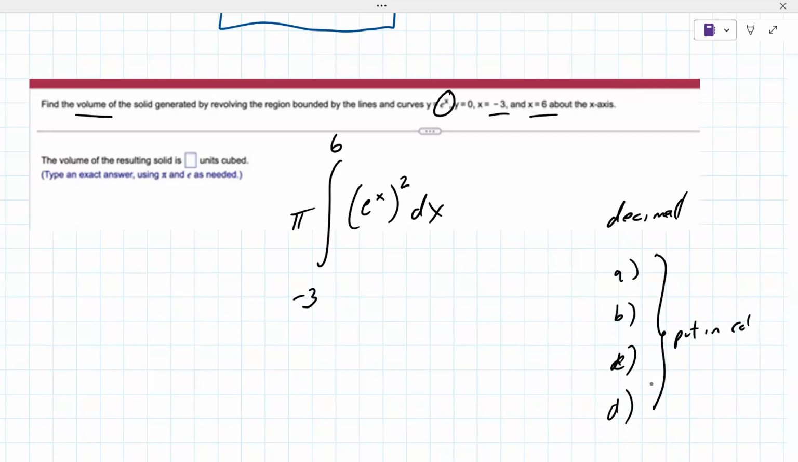Because your calculator can't do it exactly. You probably did this in other courses where you think, oh, I think it's that, and that's okay. So let me show you what I mean by that. Minus 3 to 6.